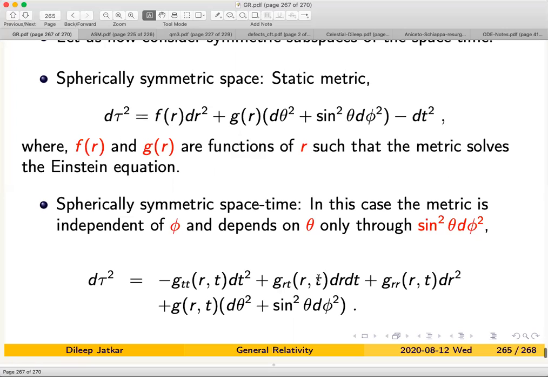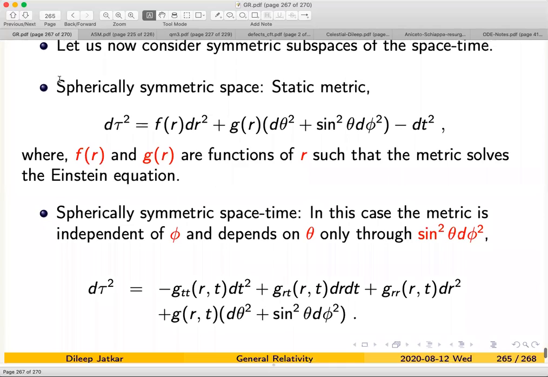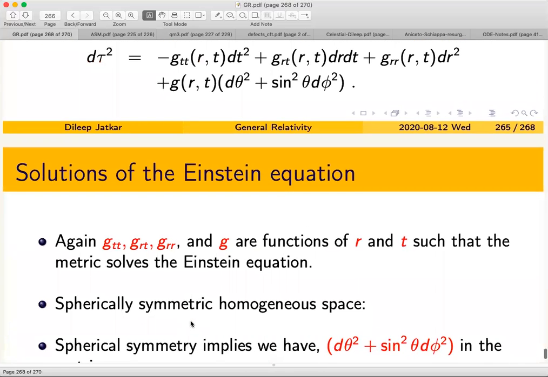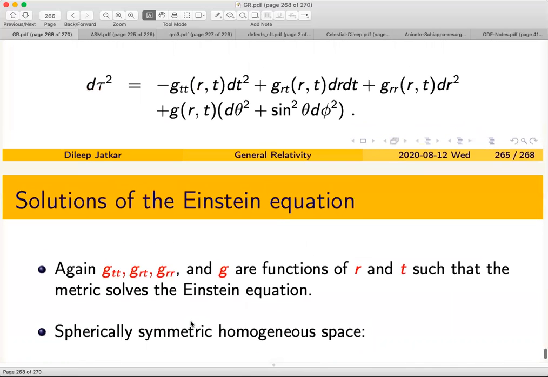But dt squared, dr dt, dr squared, all these quantities could be not only functions of r, but could also be functions of time. Okay, so this small distinction: spherically symmetric space versus spherically symmetric space-time. Now, of course, all these functions g_tt, g_rt, g_rr, and g are subject to solving the Einstein equation. So again, depending upon the form of the equation, what is there on the right hand side, these functions will depend on that.